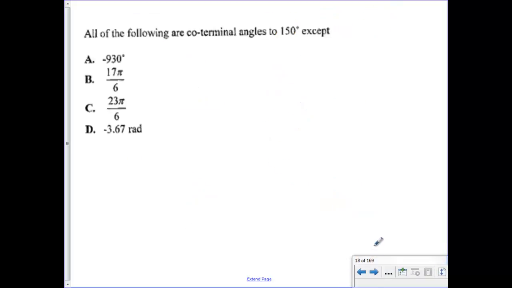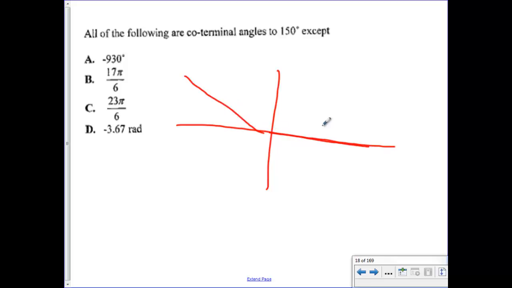Let me show you an example of a diploma question. So here's an old question from back in the day. All of the following are coterminal to 150 except for which one? Okay, so let me walk you through how you might solve this. Where would 150 be? Around here. That's about 150.